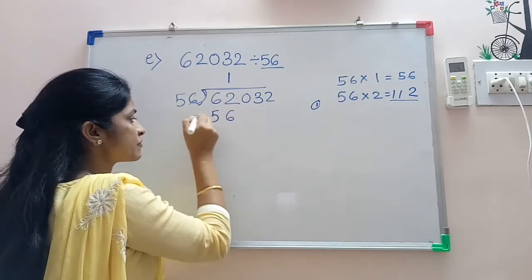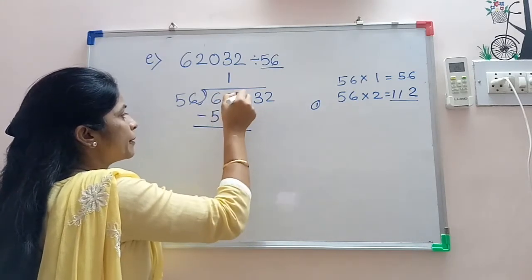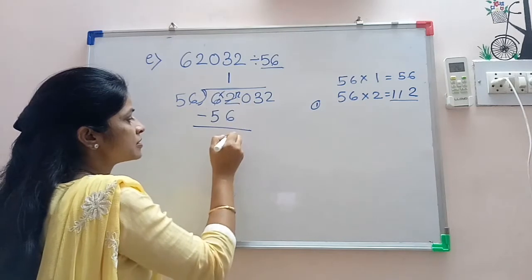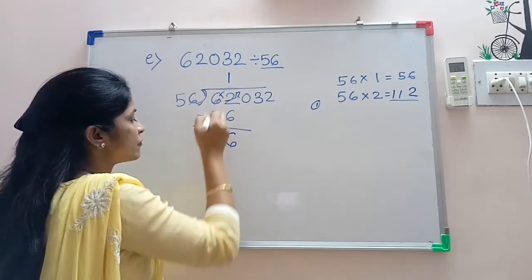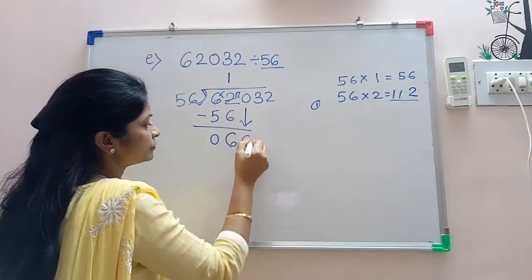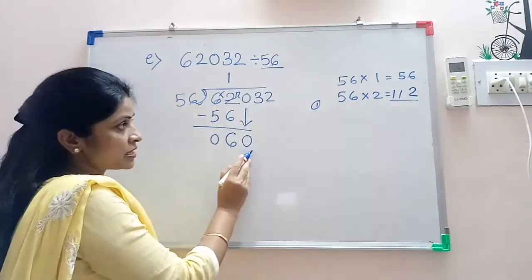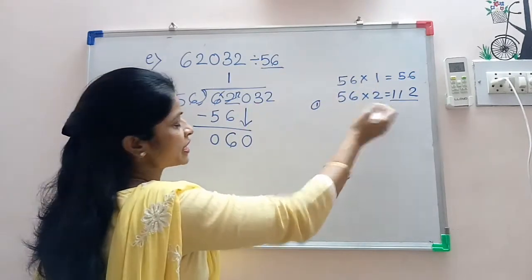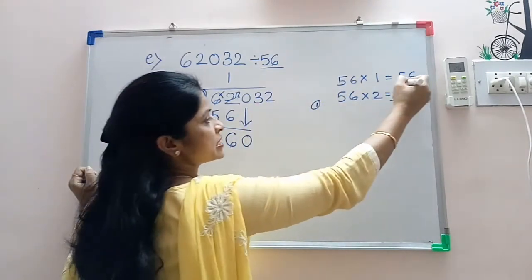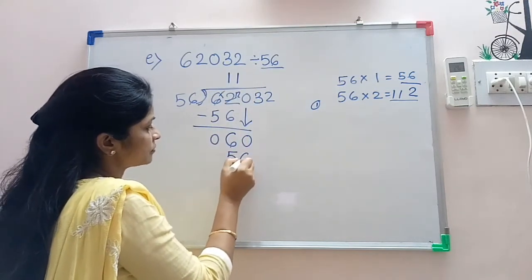Now we will do the subtraction. Now 12 minus 6 is 6. 5 minus 5 is 0. Now let's take another number down. Now again here 60 is there. Now 60 is not there in the table. Smaller than that is 56. So again 56 ones are 56.